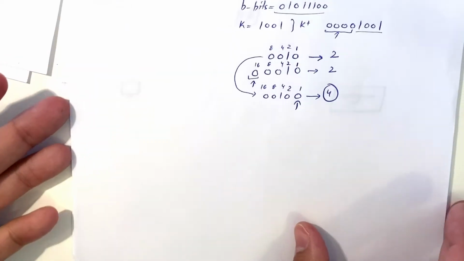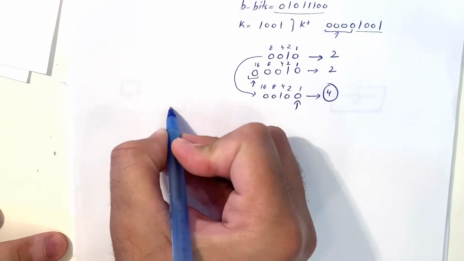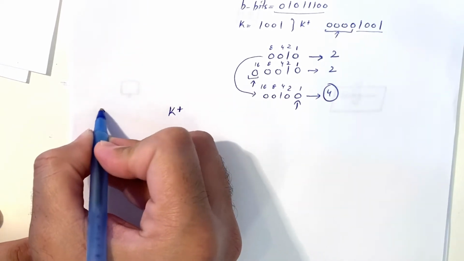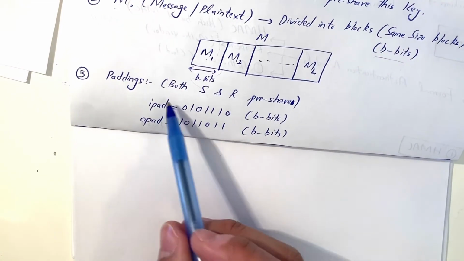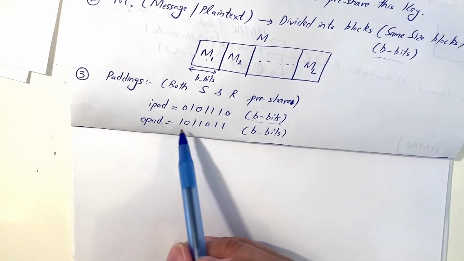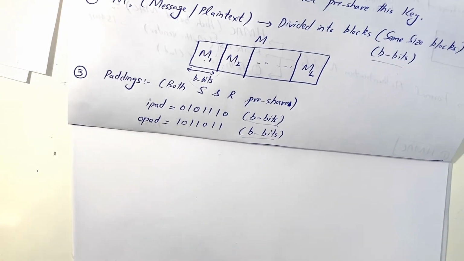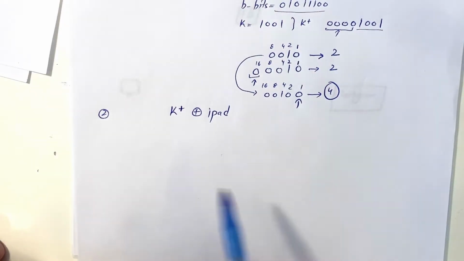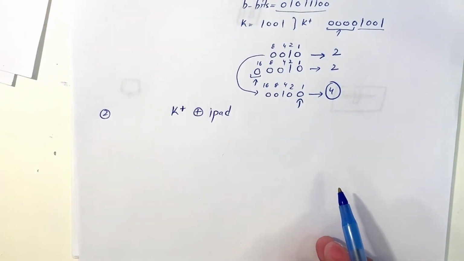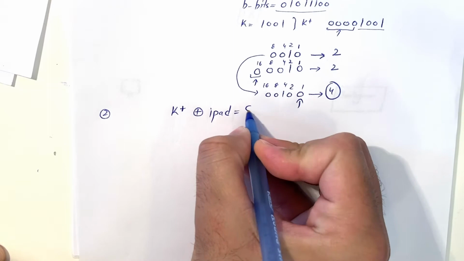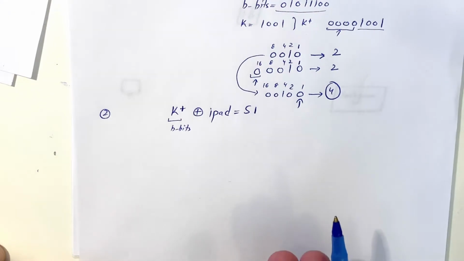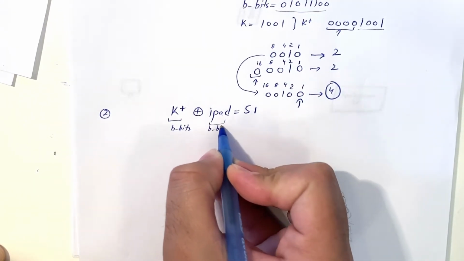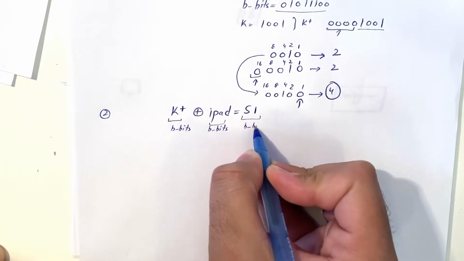Second step is, now we got this k plus. So the second step is going to be, we will XOR k plus with iPad. iPad is, if you see down here, this is the iPad, which is pre-shared between sender and receiver, having b bits. OPAD is another padding value, which is b bit, already shared with the receiver. So whatever the k is, we will take an XOR of k plus and iPad, and let's say the value is S1. The k plus, definitely it will be of b bits. If you see in the previous step, we made it of b bits. iPad is already of b bits. S1 will definitely be of b bits.